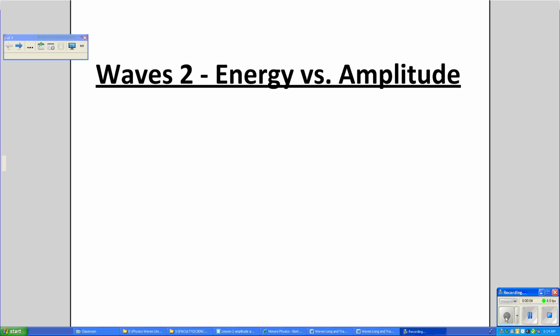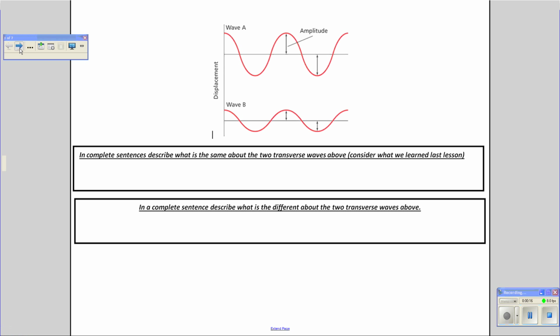Okay, so in this video we're going to be looking at energy and amplitude of waves. Now waves are energy, and we're going to be looking at how amplitude feeds into the amount of energy that a wave has. Alright, so the first two things you get to do are not necessarily fill in notes, but answer questions. So I'm going to talk about this, and I want you to think about a complete sentence that says what things about the wave are the same and what's different.